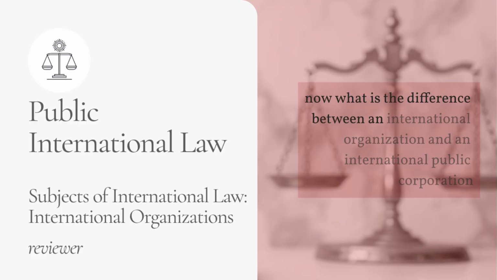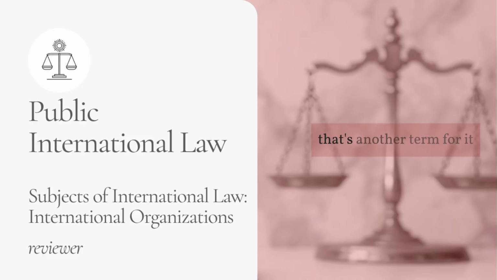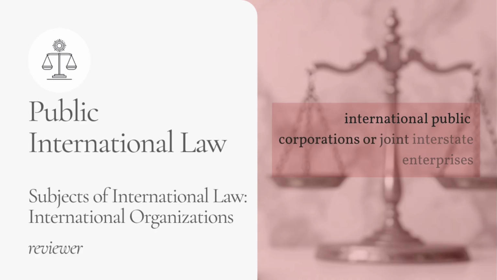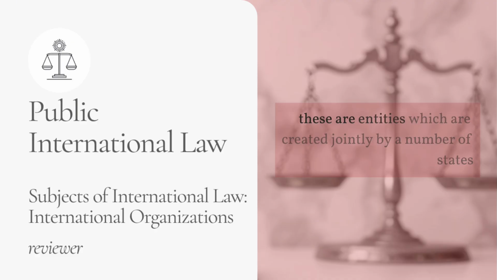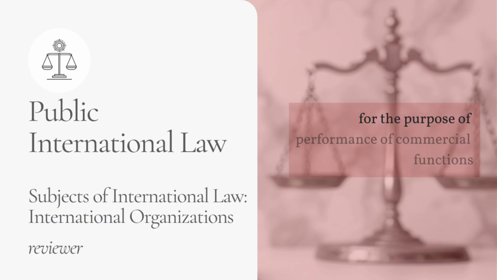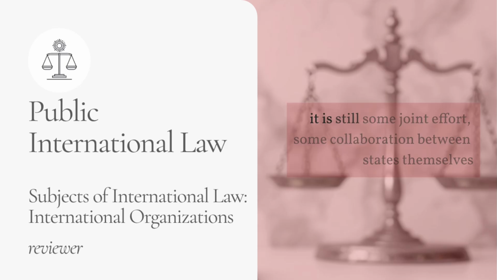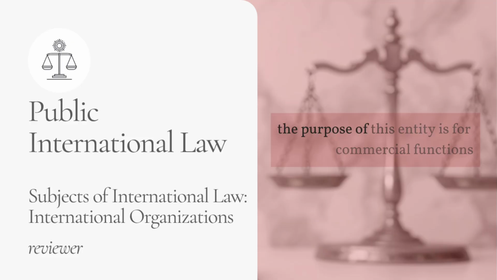Now, what is the difference between an international organization and an international public corporation? So, international public corporations, or they can also be joint interstate enterprises. That's another term for it. These are entities which are created jointly by a number of states. So a number of states come together, they join together, and they create some public entity for the purpose of performance of commercial functions. So international public corporations, it is still some joint efforts, some collaboration between states themselves. However, the purpose of this entity is for commercial functions.